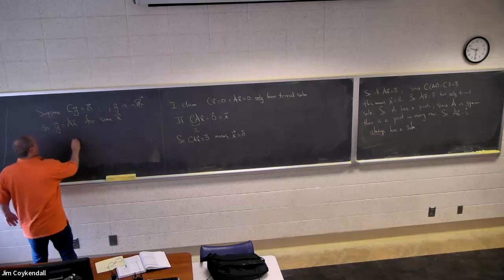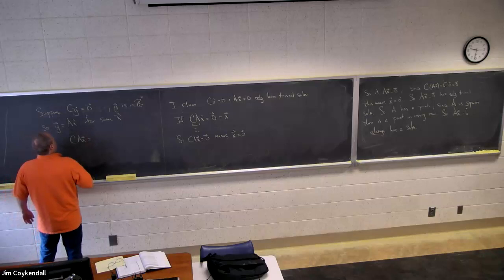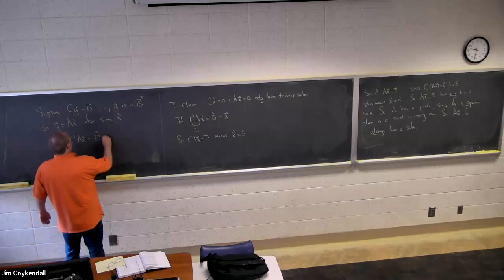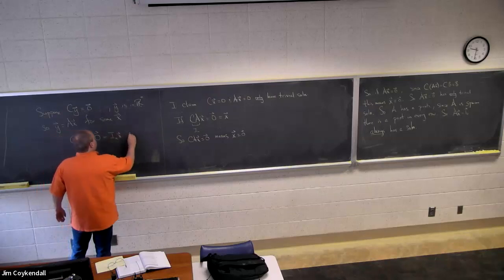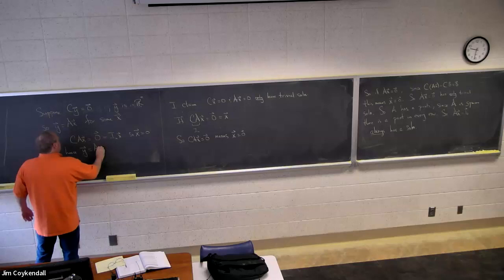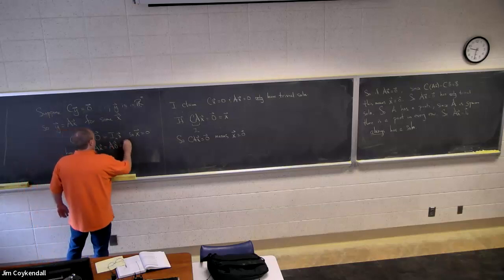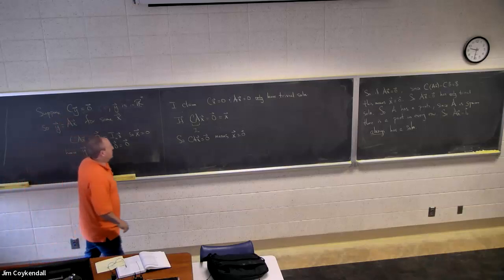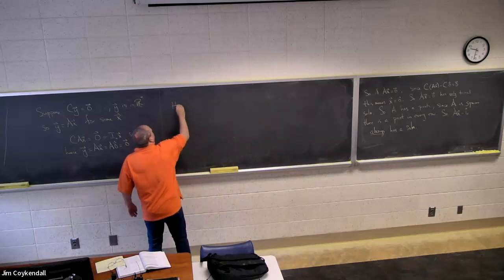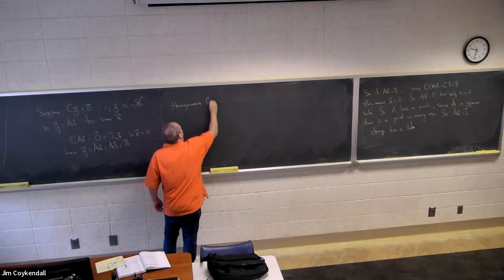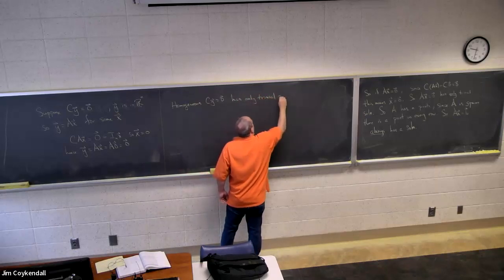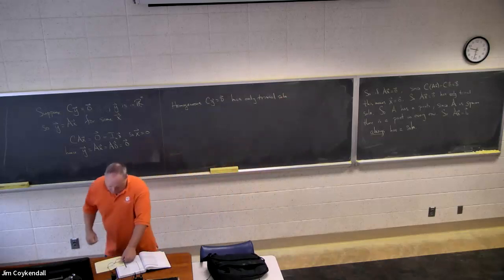But if y is Ax, this means that CAx is equal to 0. But this is the identity. So x is 0. Hence y, which is Ax, is A times 0, which is 0. So now you see y only has the trivial solution. So homogeneous Cy equals 0 has only the trivial solution. So now we can pretty much finish this off.